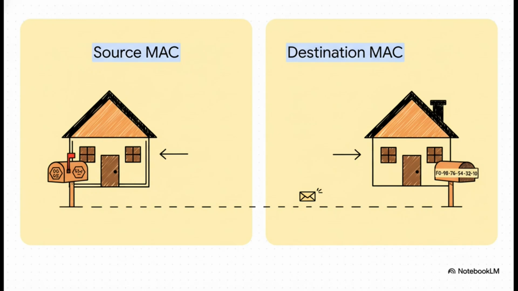Each one is a totally unique 48-bit ID that's literally burned into a device's network card from the factory. And 48 bits, well, that gives us, wait for it, 281 trillion possible addresses. So yeah, I think it's safe to say we're not going to run out of those anytime soon. It's just like a house on a street. Every device on your local network has its own unique physical address.